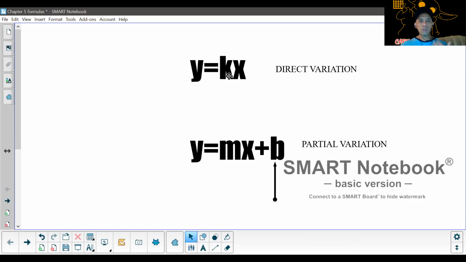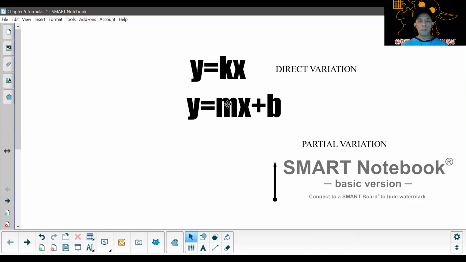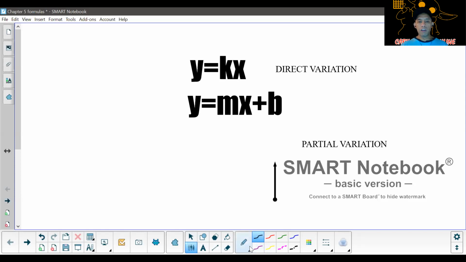The reason why I have them above and below each other is because when I line them up like so, you'll probably notice that they have a couple of things that they do have in common. The first thing that they have in common, if you take a look at the letters, obviously is the letter y. So let's establish that. And you notice they also have a letter x. So for both formulas, you notice both y and x are there.